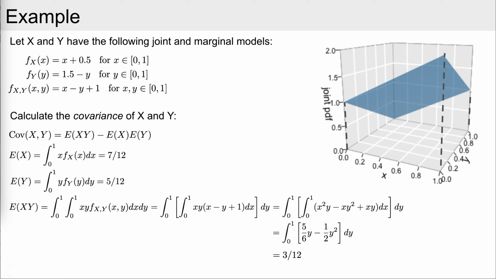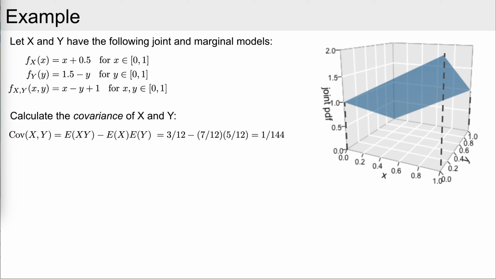We now have the pieces that we need to calculate the covariance of x and y. Plugging in the expected value of xy, 3/12, and the expected values of x and y, 7/12 and 5/12, the covariance between x and y shakes out to be 1 out of 144. Stepping back, the fact that the covariance is positive indicates that x and y are positively associated. That is, x tends to increase as y increases, and vice versa.